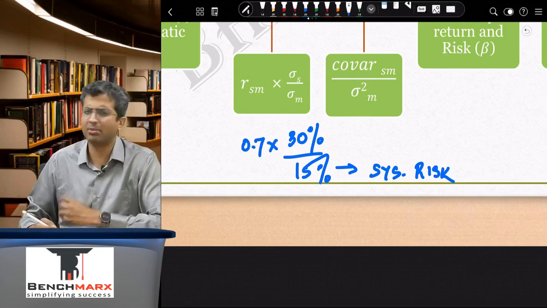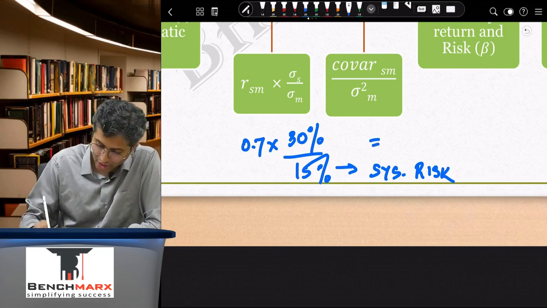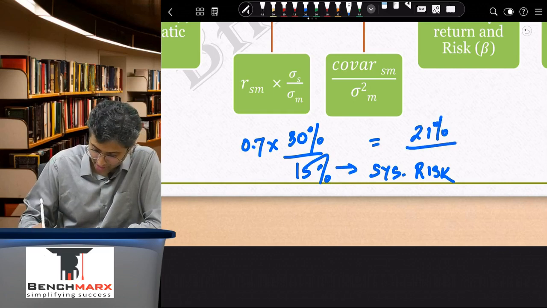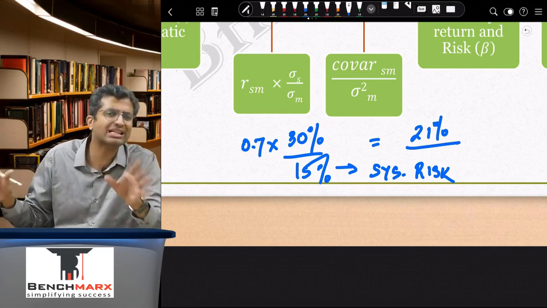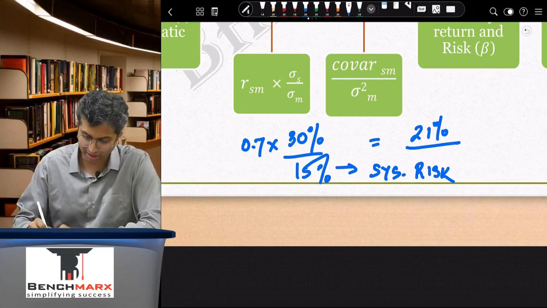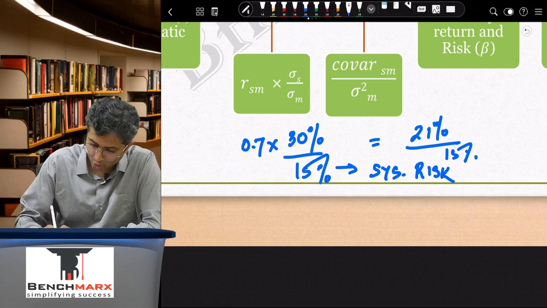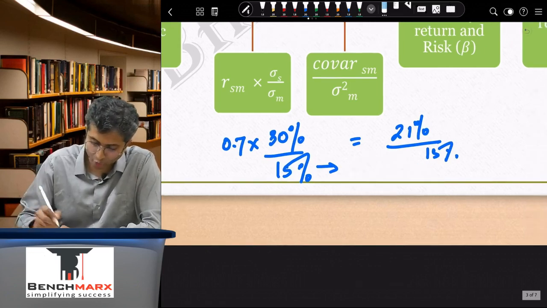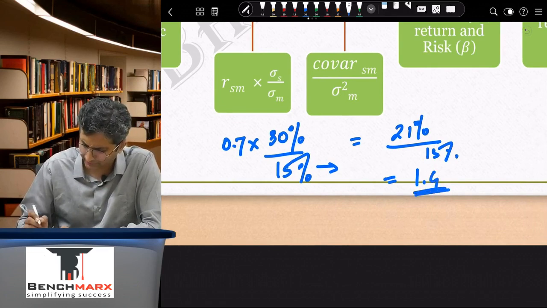of your security with the market, which for example is 0.7, in which case we can say that 21% of your deviation was due to the systematic factor, the remaining, loosely speaking, 9% may be due to unsystematic factor, and hence this is 21 upon 15, which will give you your coveted beta, which is a very, very important number, which I guess is 1.4 over here.